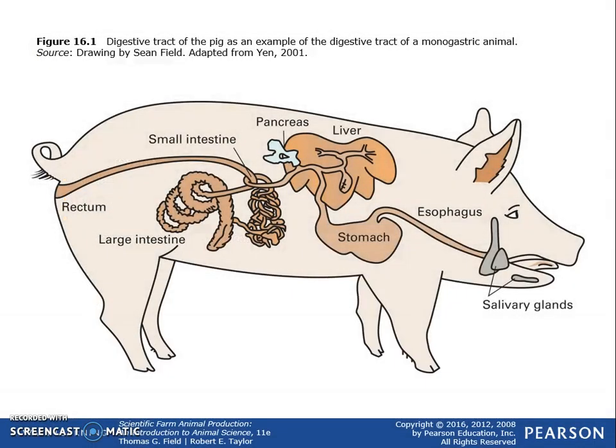Here's a diagram of the pig digestive tract, and if we start on the right side of your slide, notice the mouth and then the salivary glands right there. A relatively small stomach, very much like ours. The pig digestive tract and humans are very, very similar.